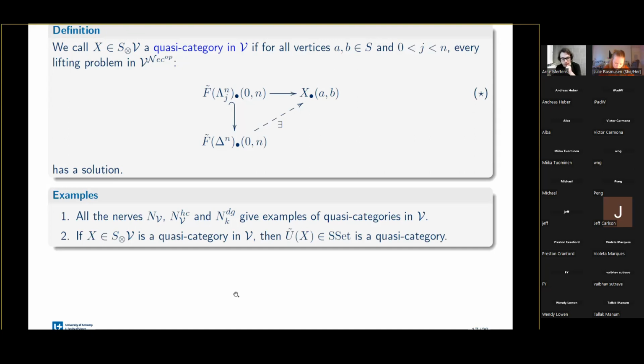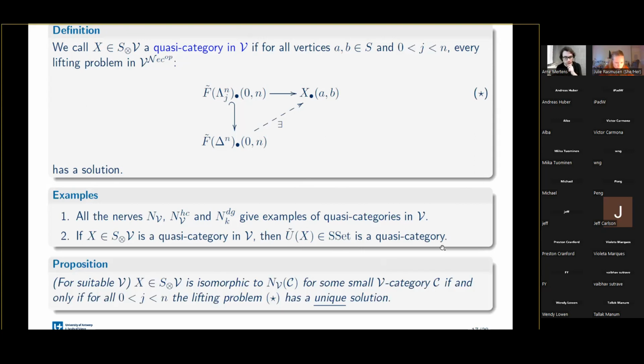And then secondly, if I have a quasi-category in V, according to this, then its underlying simplicial set, using this free forgetful adjunction, will be an ordinary quasi-category. So it's really sort of a lift, an enhancement of the usual notion of a quasi-category. And moreover, to make the story complete and refer to the beginning.